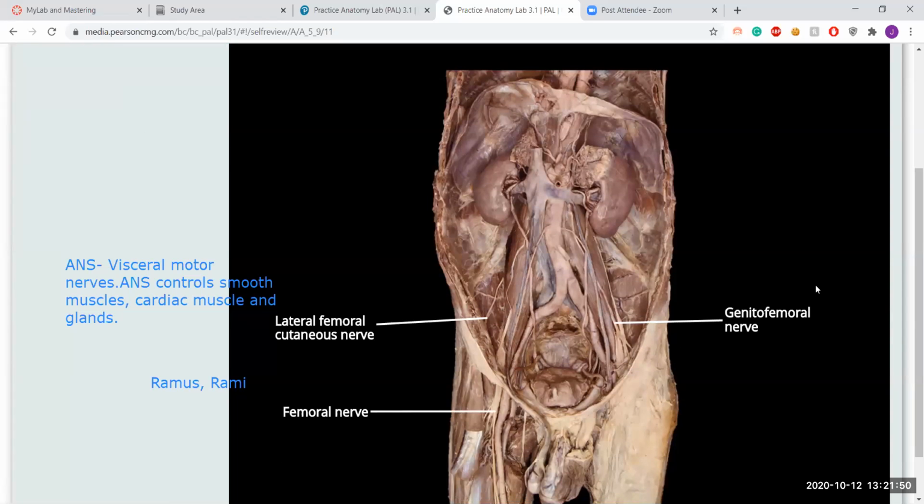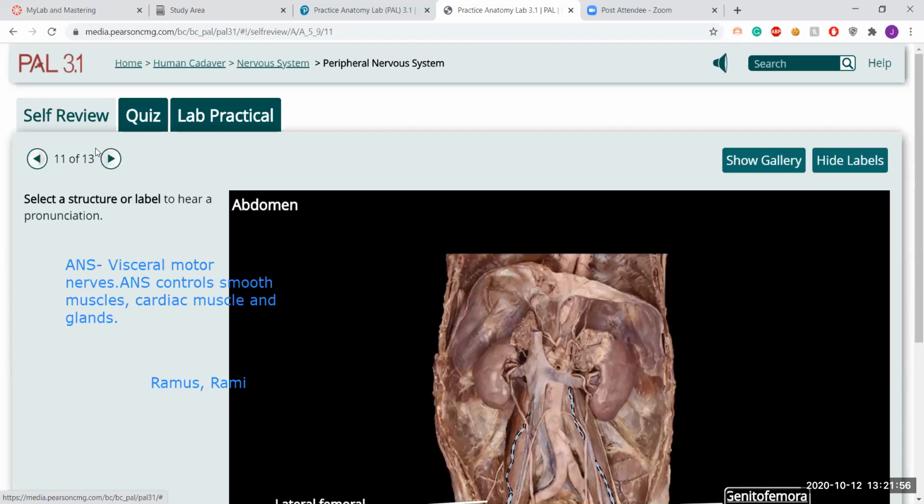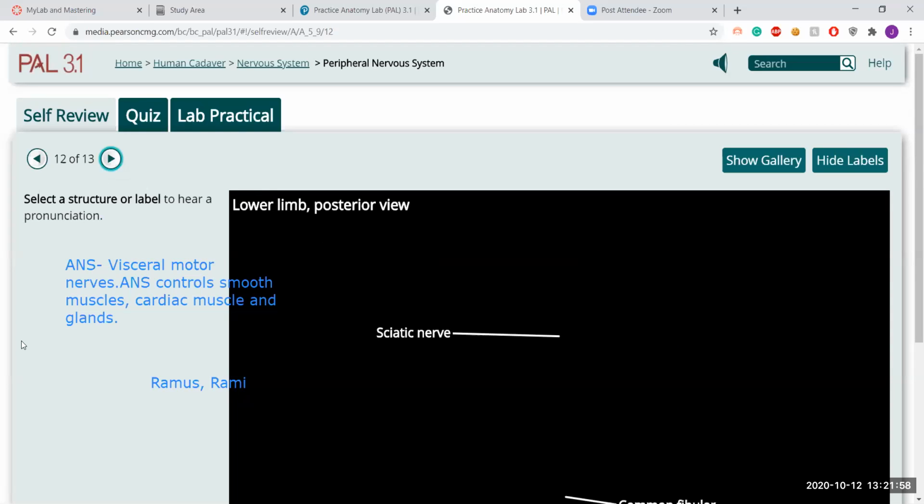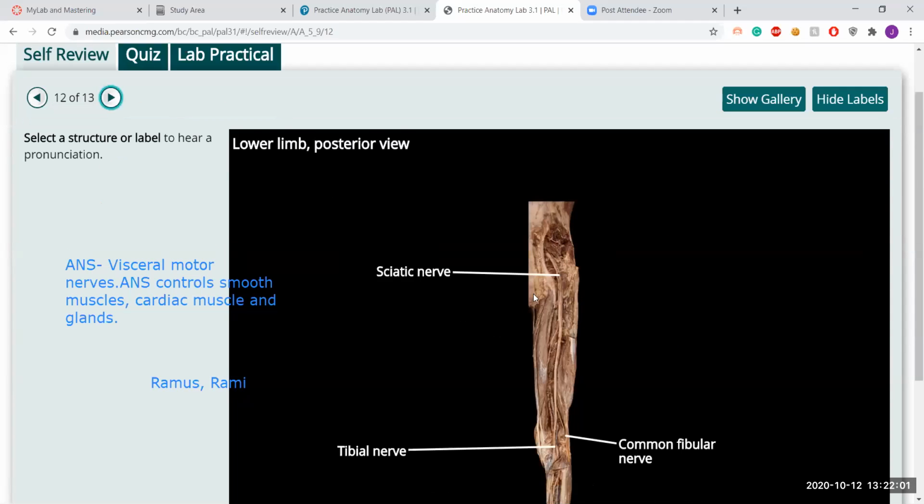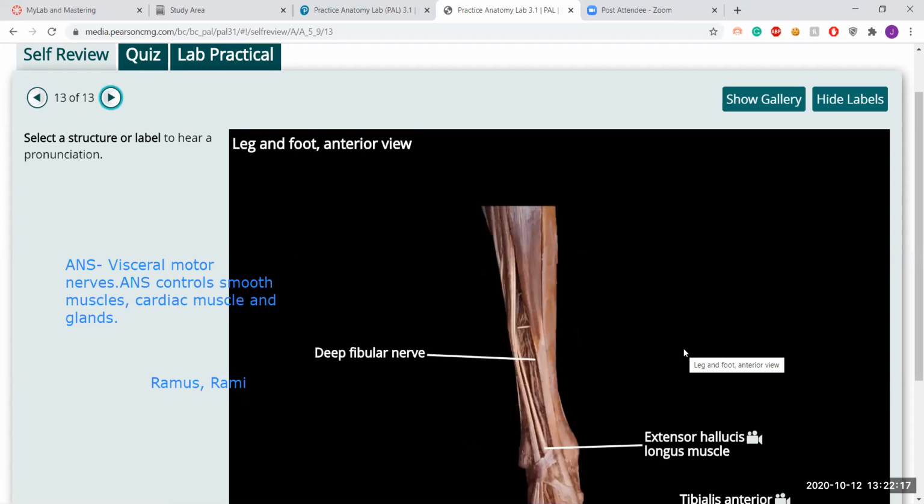In the abdominal cavity, these are the nerves, but you will not be asked these questions in the exam, okay? I will go over the model mostly. This is the sciatic nerve in your thigh. When you remove the muscles from the buttock, you're going to see the largest nerve in your leg, that is called sciatic nerve. And this nerve then divides, becomes common fibular nerve and tibial nerve.